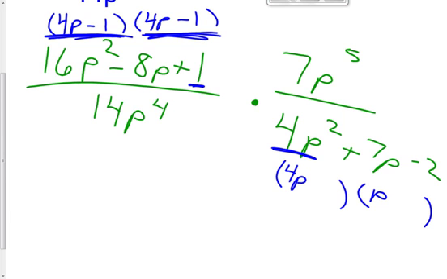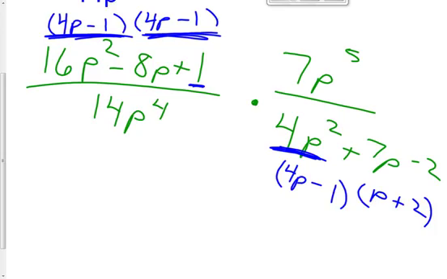Okay, so 4p times 1p is our 4p squared. We have a positive 2 right here and a minus 1. Now we have 8p minus 1p gives us 7p. So we're good to go there. Alright, we're all done factoring.